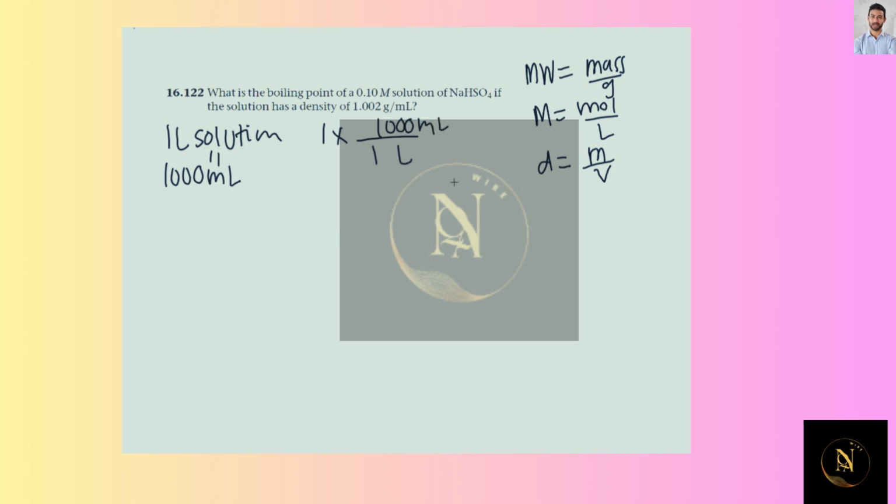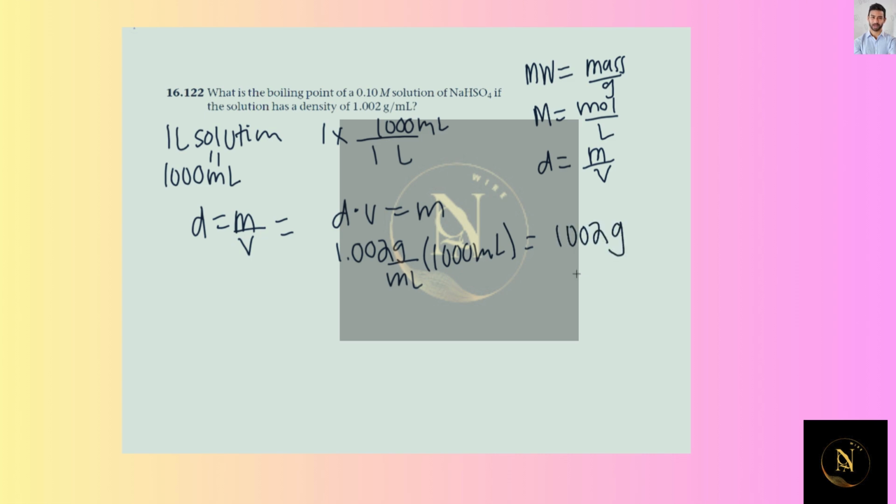Now that we know that, we can find the weight of our solution. We know that density is equal to the mass divided by the volume, and we're going to be using 1,000 milliliters. So D times V equals M, and we have 1.002 grams per milliliter times 1,000 milliliters. Then we get the mass of the solution to be 1,002 grams.